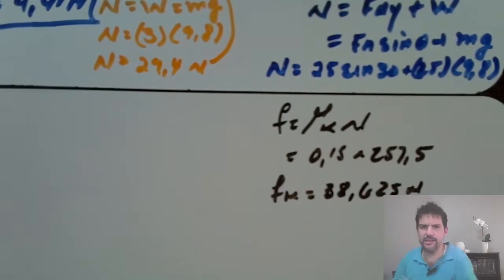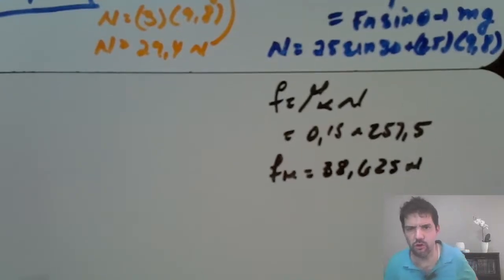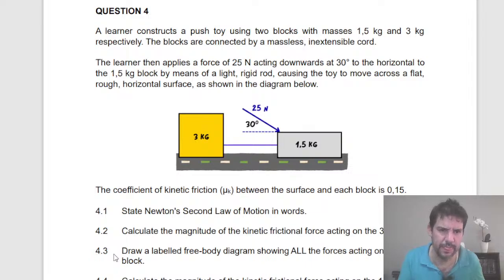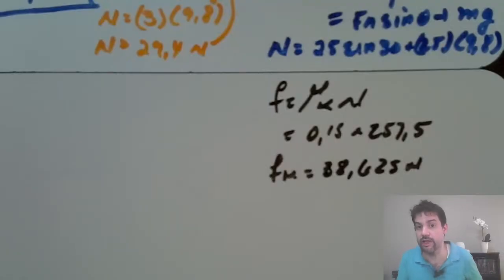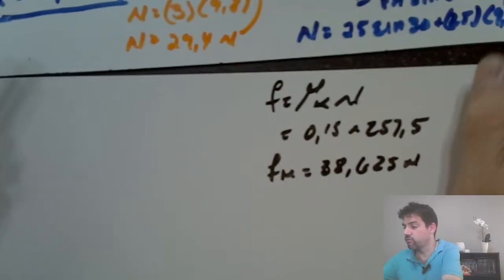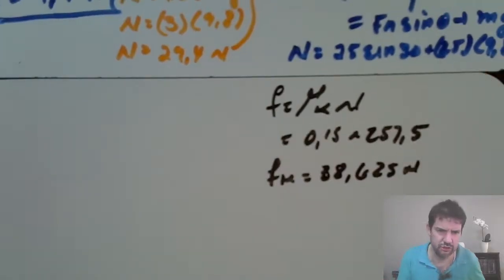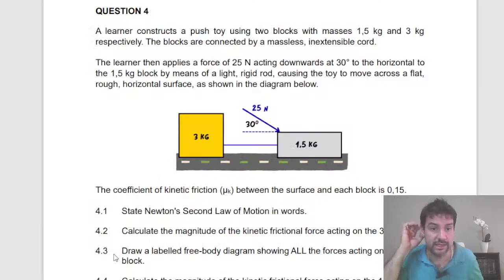38,625 Newton. That is the kinetic frictional force for the first block there. The last question, they ask us to calculate the tension for those two blocks. Let me show you the picture. They ask us to calculate the tension. To calculate the tension, we have to calculate the friction.